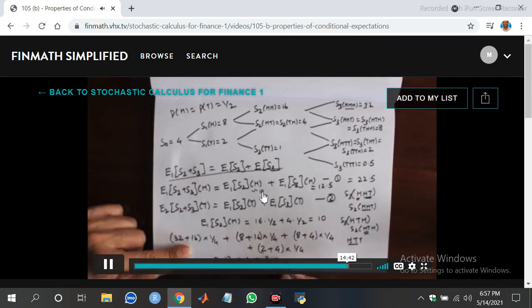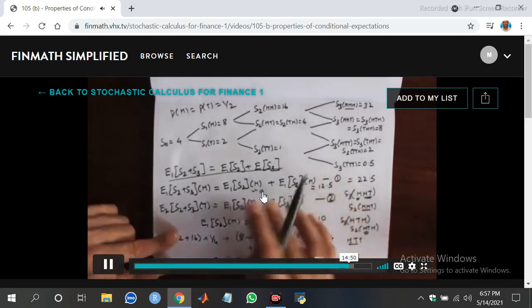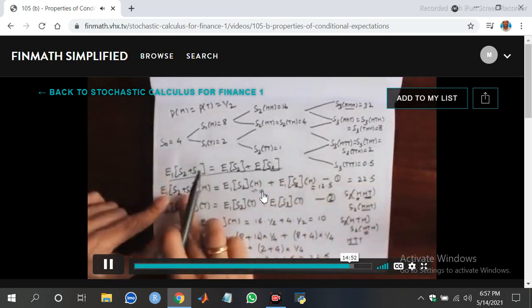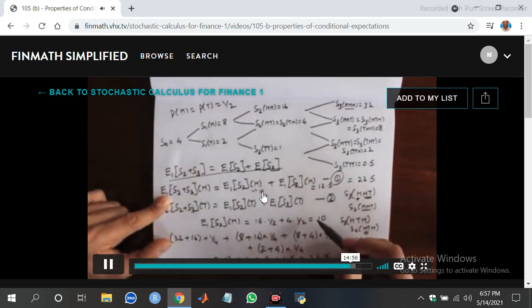3 plus 1.5 equals 22.5. So here you can see the right hand side was 22.5, the left hand side is also 22.5, so this first equation is basically satisfied.